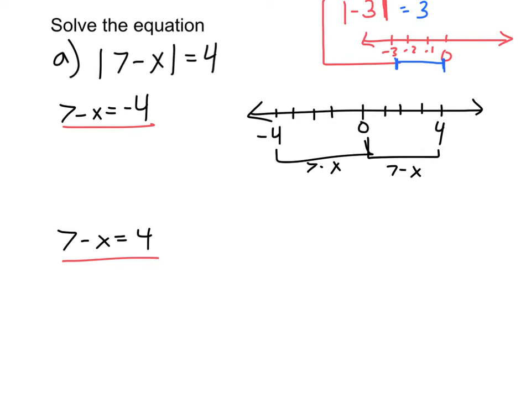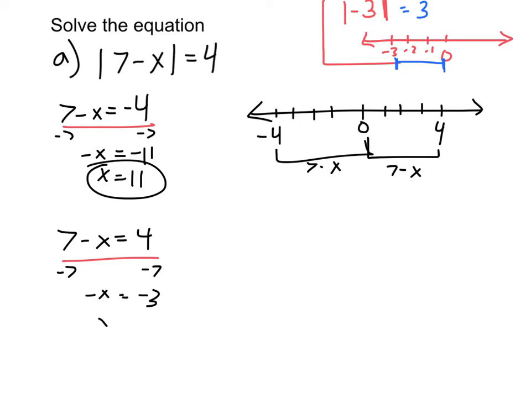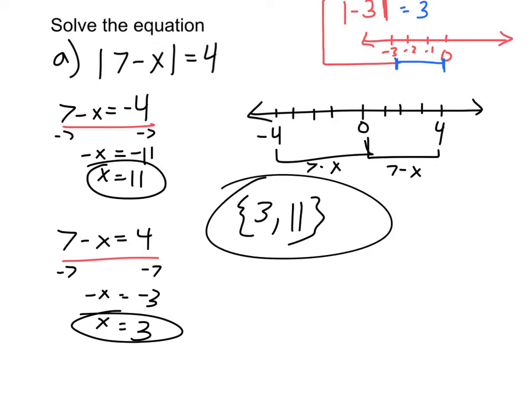In the first one, I would subtract 7 from both sides to solve for x. So I get -x equals -4 minus 7, which is -11. Then divide both sides by -1, and I get x equals 11. So that's one possible solution, x equals 11. Over here, subtract 7 from both sides, get -x equals -3, or x equals 3. So there's the other solution. My solution set is 3, 11.